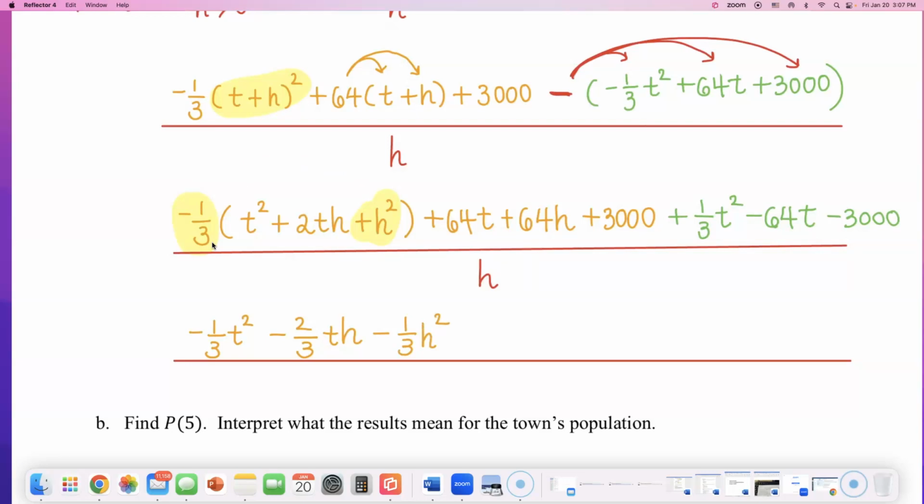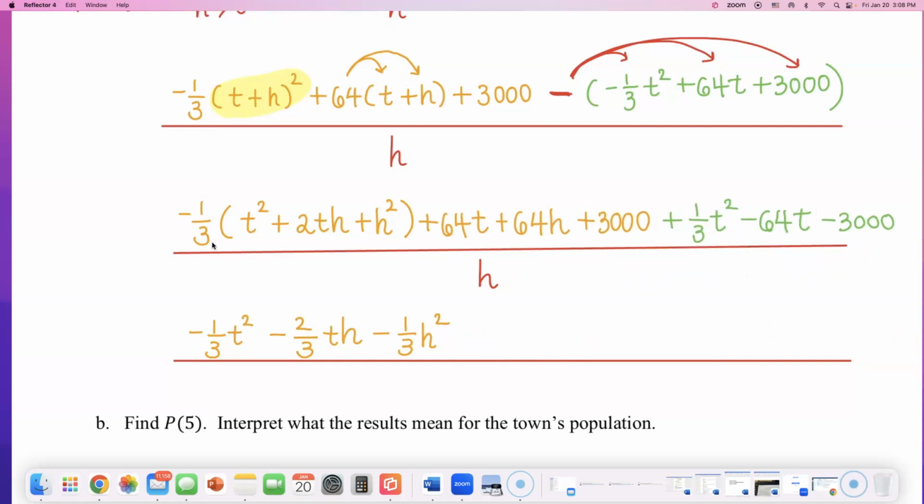All right. So what's next? Copy down the rest of this numerator. I'm using my iPad so I can literally copy that down here. Okay. And all over h. Let me do this again. Duplicate it down here. And these are all over h.